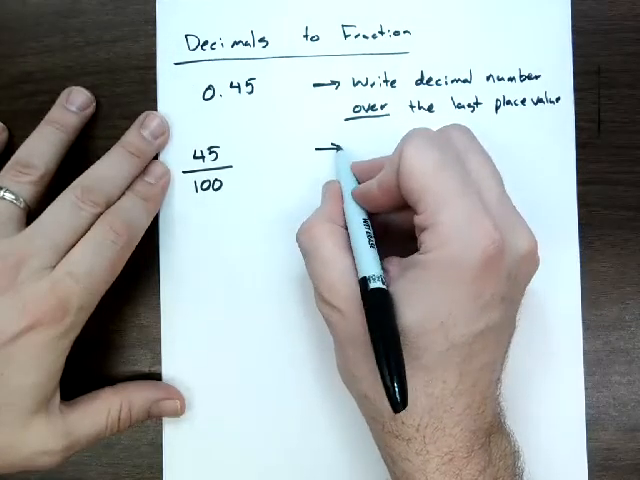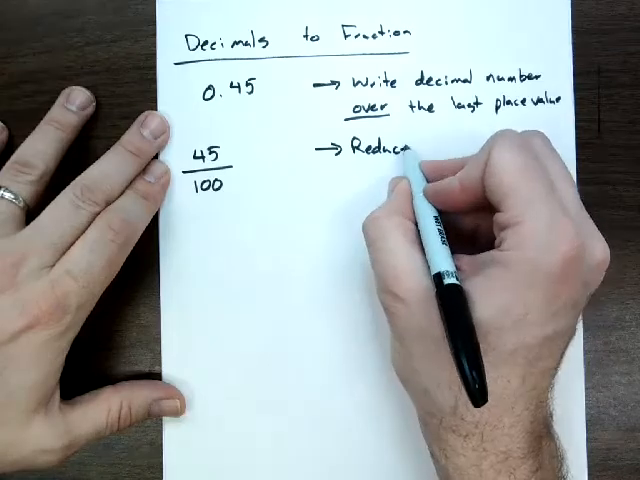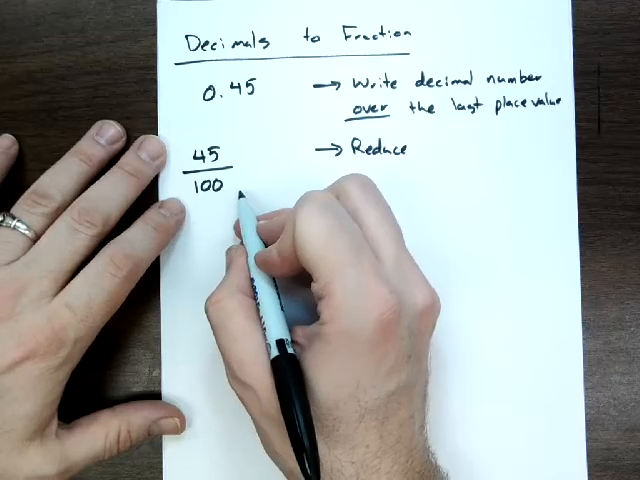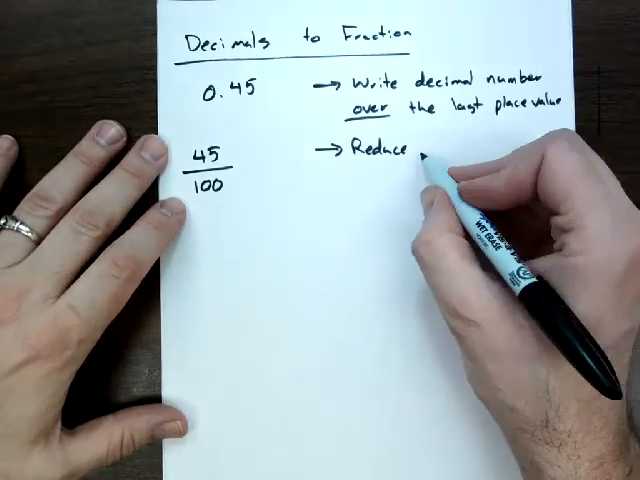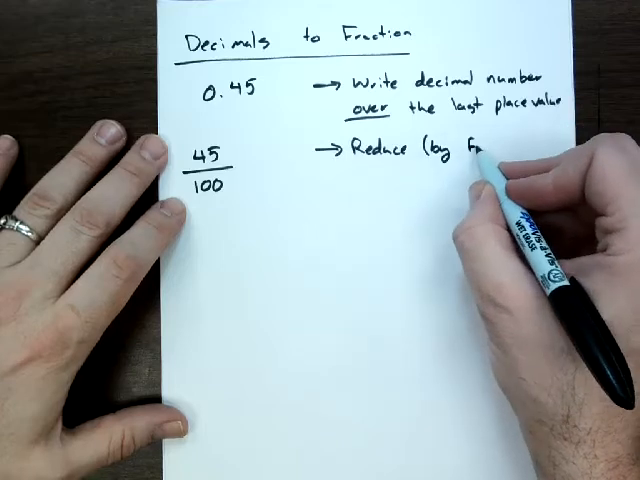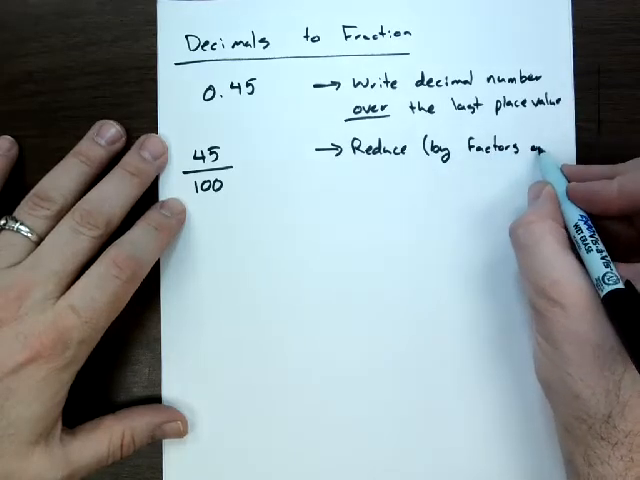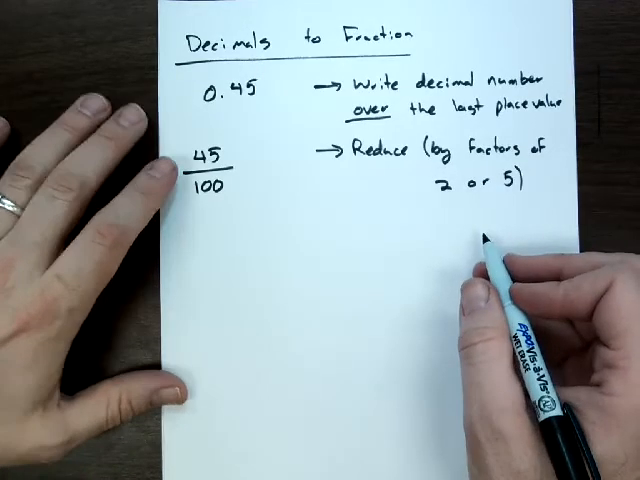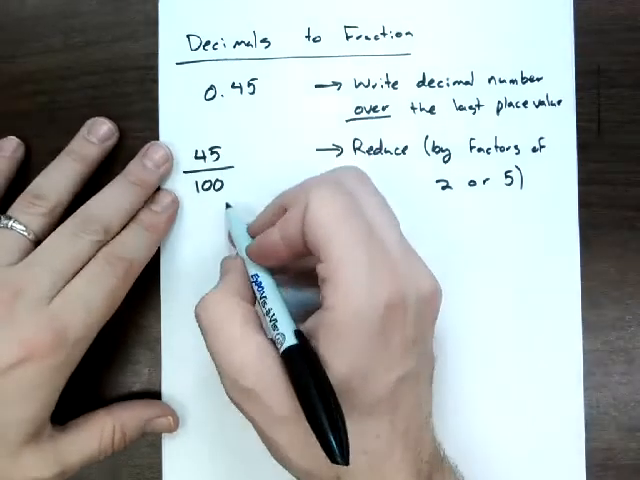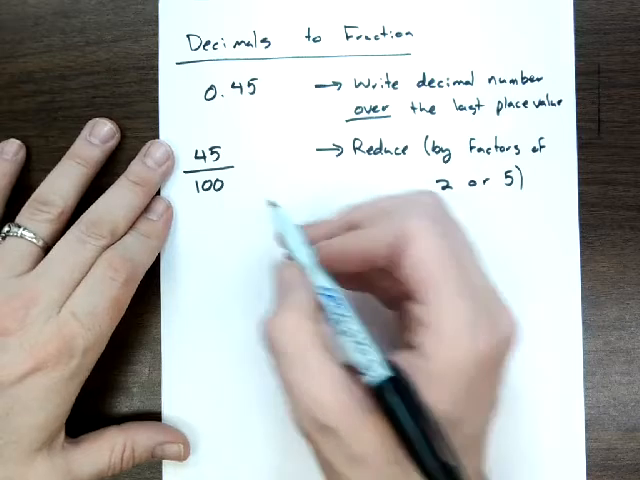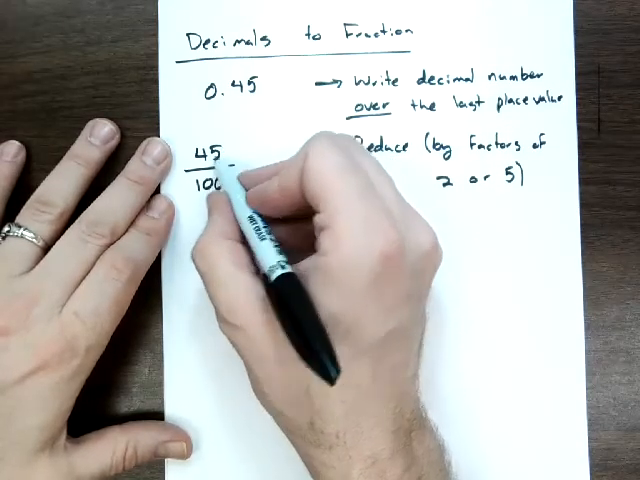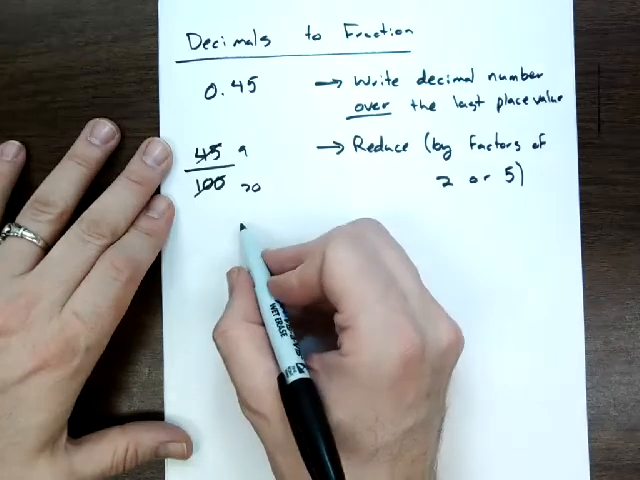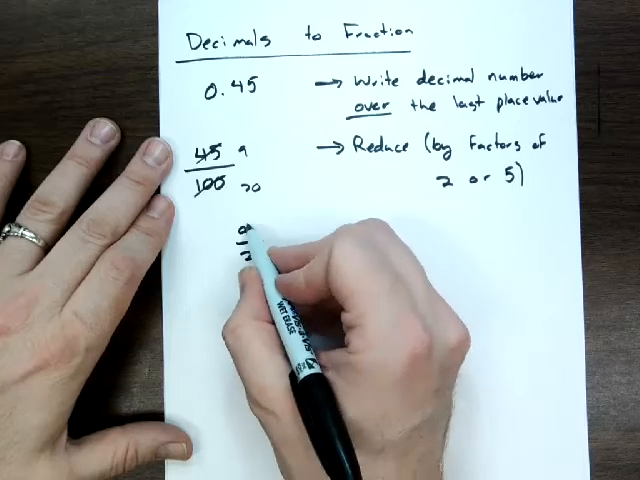Now we can reduce. And because our denominator is always going to be a power of 10, we can only reduce by factors of 2 or 5. We don't have to do a lot of searching for things that will go into both the top and bottom. Here I can divide the top and bottom both by 5. So when I divide the top by 5, I would end up with 9. When I divide the bottom by 5, I'd end up with a 20. So this is going to be 9/20ths.